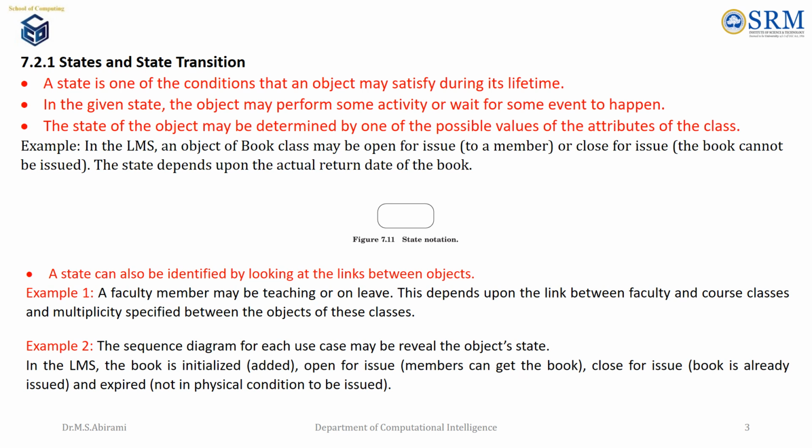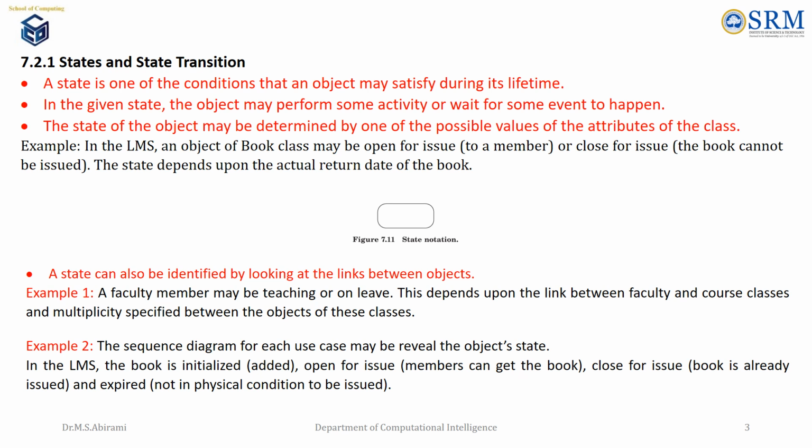Then we are going to discuss the states and state transitions in state chart diagrams. A state is one of the conditions that an object may satisfy during its lifetime. In a given state, the object may perform some activity or wait for some event to happen. The state of the object may be determined by one of the possible values of the attributes of the class. For example, in the LMS, an object of the book class may be open for issue to a member or closed for issue, meaning the book cannot be issued. The state depends upon the actual return date of the book.